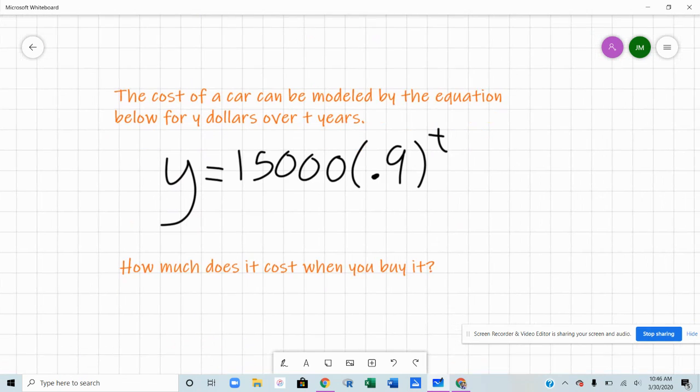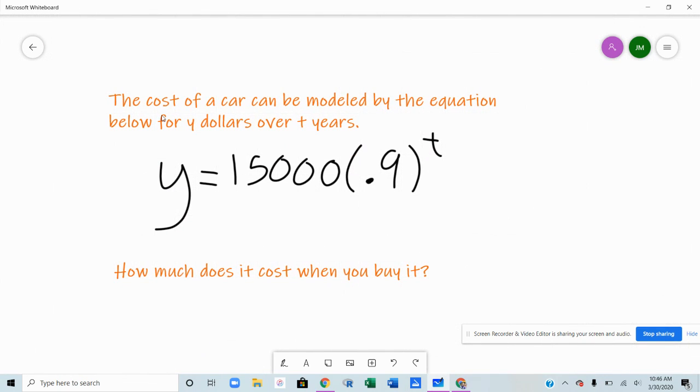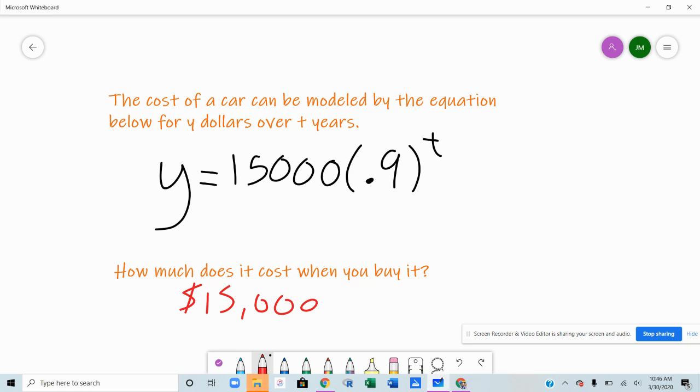Next one. The cost of a car can be modeled by our equation below for y dollars over t years. How much does it cost when you buy it? How much it costs when you buy it is the same as asking how much is it to start. It costs the number in front of $15,000. This time we don't have to do anything different. It already gave us the number just as is.